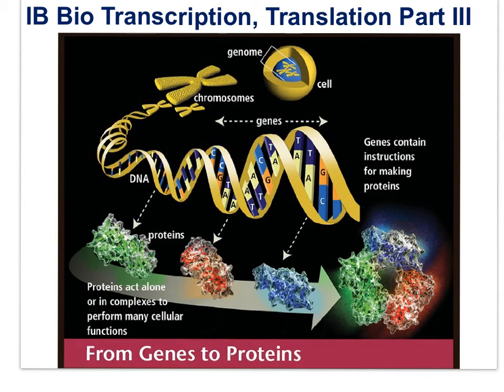IB Biology Transcription and Translation Part 3 will focus on the process of translation, where a code in the mRNA is translated to a sequence of amino acids in a polypeptide. The essential ideas are: genetic information in DNA can be accurately copied and can be translated to make the proteins needed by the cell. And secondly, information transferred from DNA to mRNA is translated into an amino acid sequence.